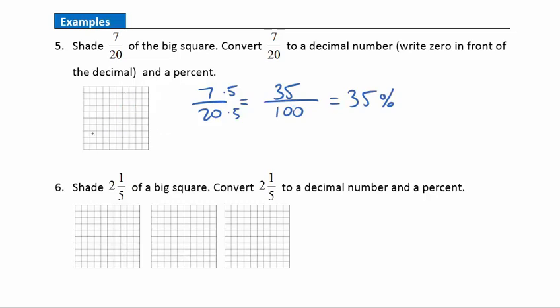And this 35 out of 100 makes it easy for me to shade the correct amount of squares. I have 100 squares here. I want to shade 35 of them. So there's 10, 20, 30, 5. All right, so I've got my shading.